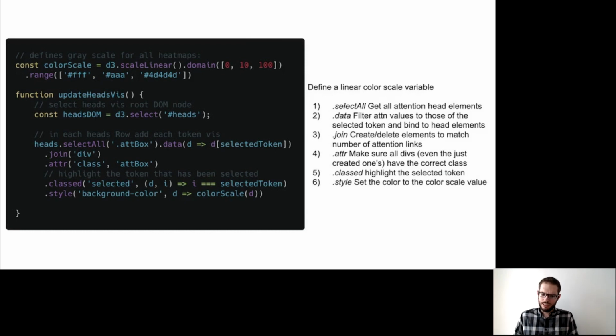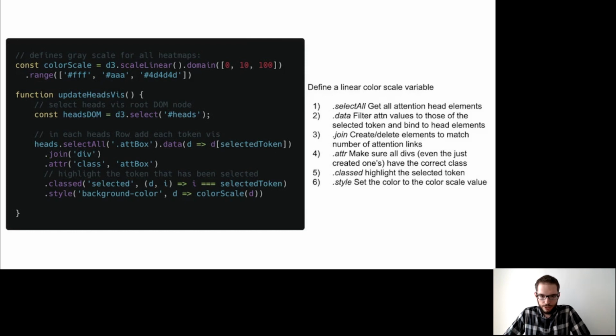And again, if we want to apply something to all of the elements within the selection, we can do this by first doing a select all, which will get us all of the attention heads elements. Then doing a .data to filter the attention values to those of the selected token, and then bind them to head elements. So again, we have this equivalent of a zip in Python. Then we have this join, which will again create or delete elements to match the number of attention links so that we have an equal number of heads and tokens.